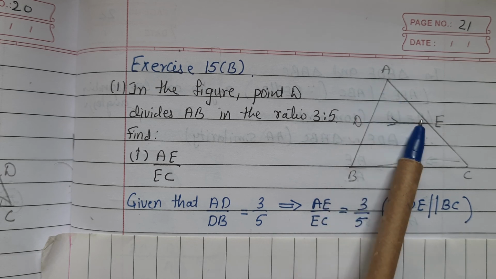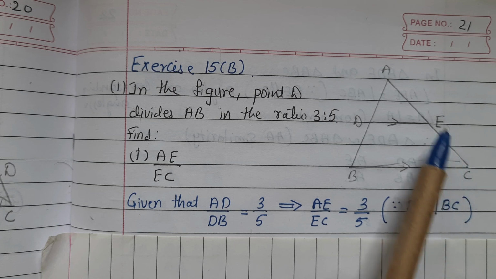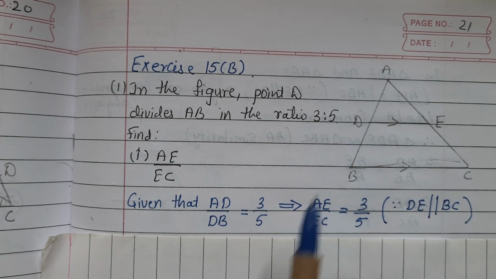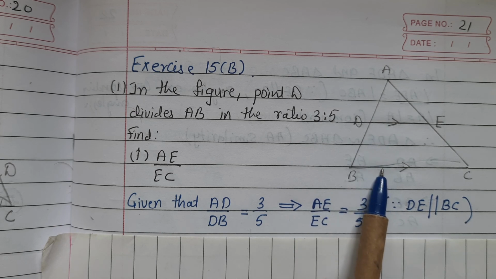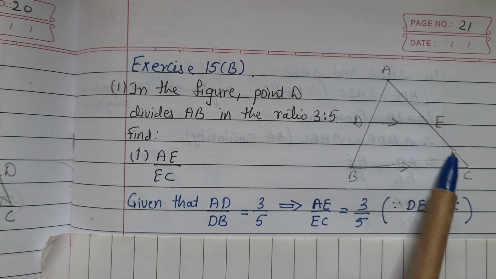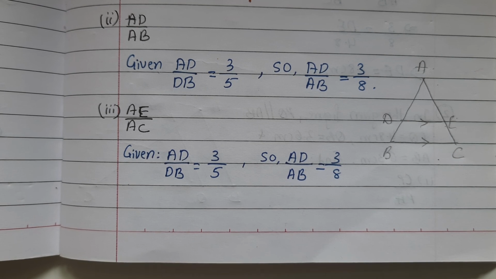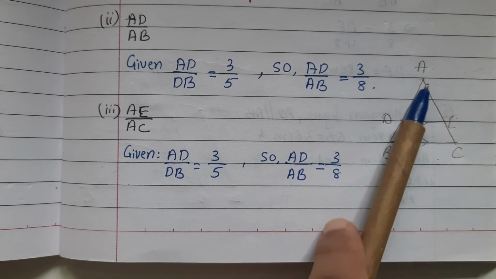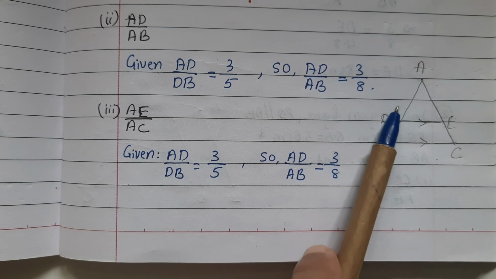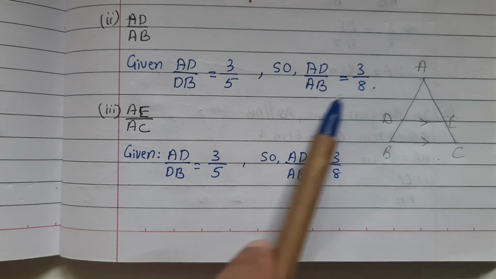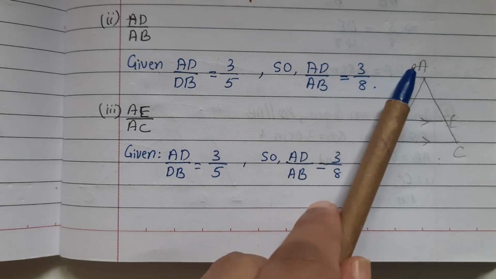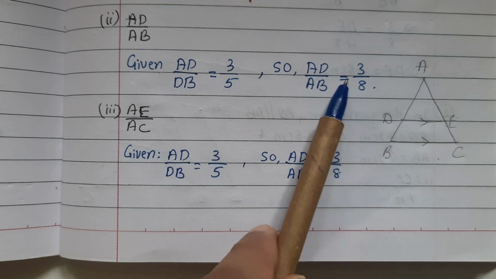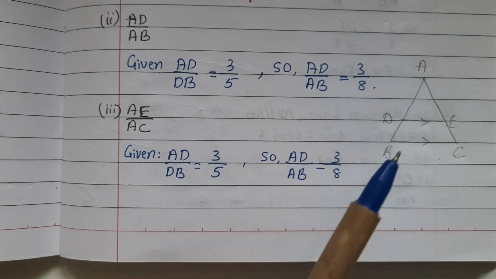Find AE upon EC. Given AD upon BD equal to 3/5. Since DE is parallel to BC, AE upon EC is also 3/5. Second part, AD upon AB. Given AD upon DB equal to 3:5, therefore AB will be 8. So AD upon AB is equal to 3/8.